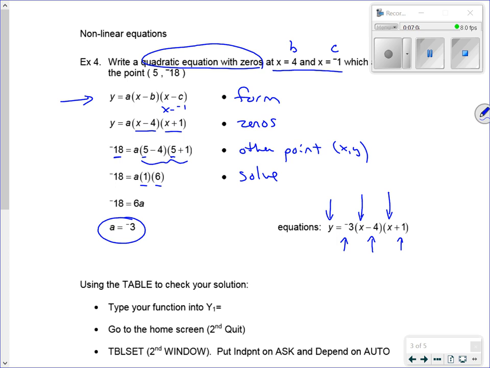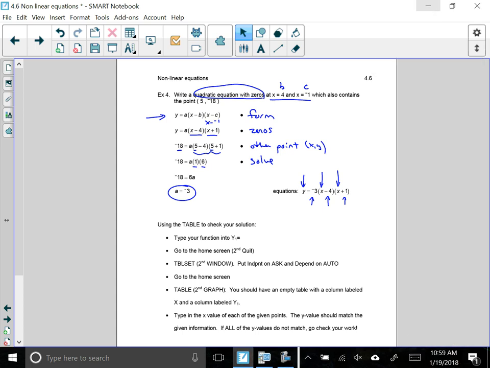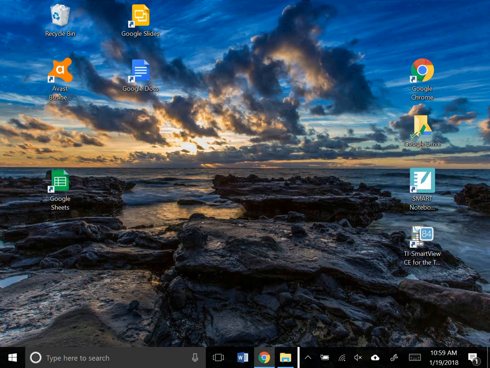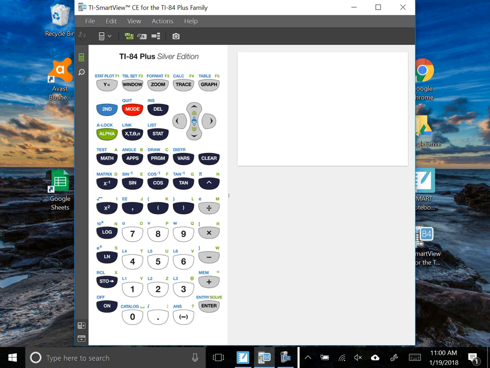Okay? Now, sometimes, if you have your calculator, you can check to see whether your equation's right or not by doing a couple of things. Get my calculator open here. All right, so the first thing you want to do is, I'm going to do the last one we did, just go in and type in whatever equation you just found. Be sure to double check. I know when I'm typing quickly, I make a lot of mistakes. So there's my equation. Go back to the home screen, second quit, back to the home screen.